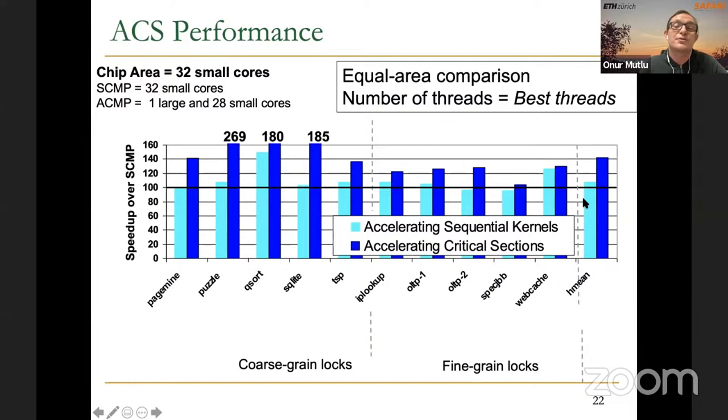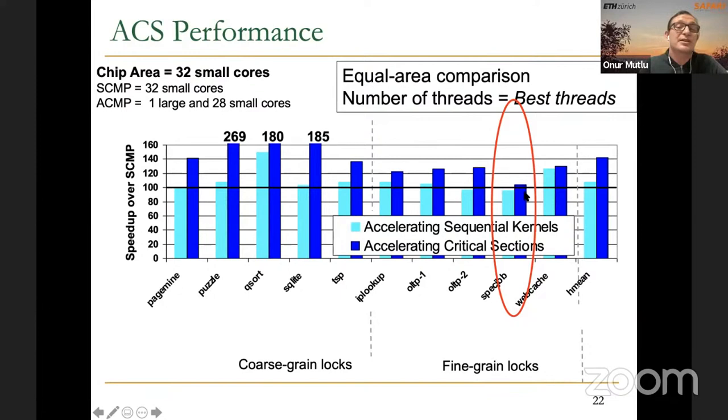And you can see that overall, the performance benefits are quite significant, especially in coarse grain locks. You can see that the performance benefits are very high with accelerated critical sections. Accelerating the serial part is very high in some workloads, which means that serial portions are a bottleneck in some cases. But accelerating critical sections on top of the serial part actually buys you a lot of performance. As expected, with fine grain locks, performance benefits are lower, but they're still there because there's still some contention for locks, especially with a large number of cores like 32, right?